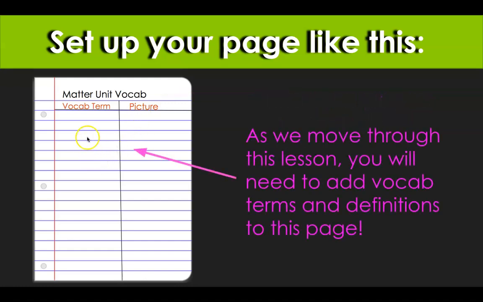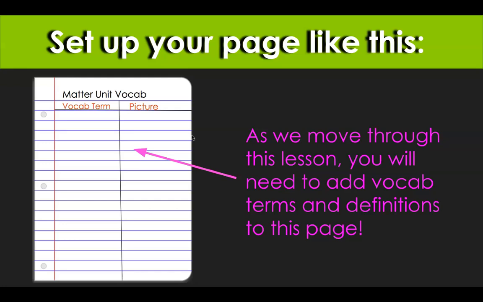And as we move through this lesson, you'll add the vocab term and the definition to this side of the page. And then you'll draw me a picture of what that looks like to you. So again, as we move through this unit, you're going to write the vocab term and definition here and a picture of the vocab word here.